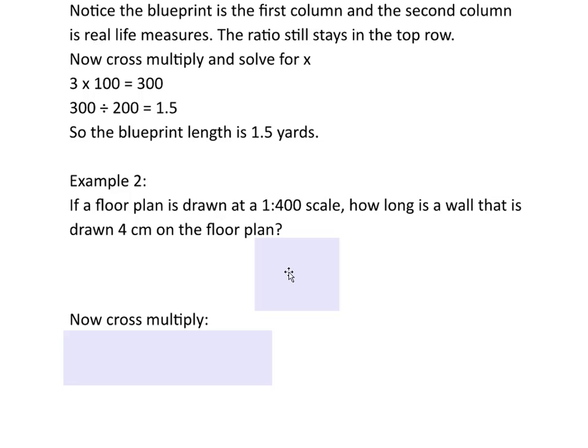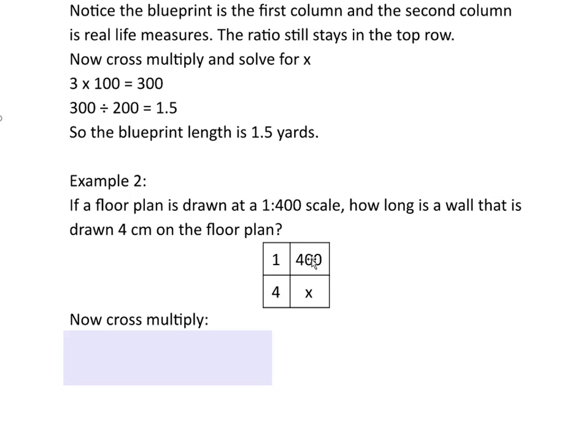If a floor plan is drawn at a 1 to 400 scale, how tall or how long is the wall drawn 4 centimeters on the floor plan? So how long is the actual wall if it's drawn 4 centimeters on the floor plan? Well, let's set this up in our table. We have our ratio set horizontally, and it's 4 centimeters on the floor plan, so we put it on the floor plan side. So this is our blueprint or our scale replica size on the left. Our life size is over on the right.